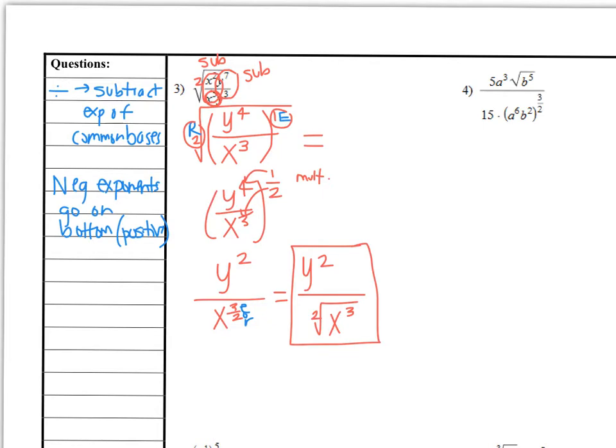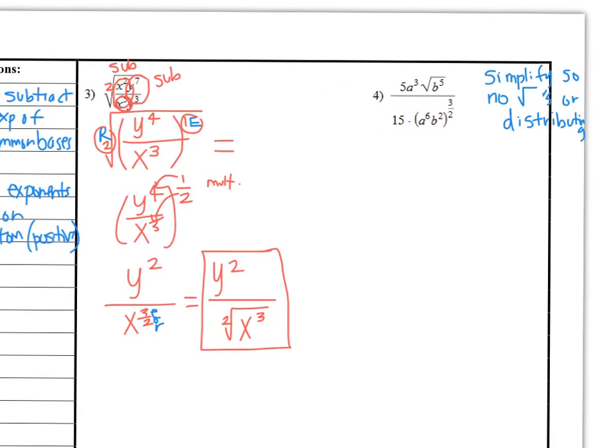All right, number 4. So for example 4, let's make a quick note that you want to simplify the top and the bottom so that there are no more square roots and no more distributing of exponents left to do. Because right now it's really hard to do our simplifying top and bottom if these top and bottom are not simplified themselves. So let's go ahead and do that first.